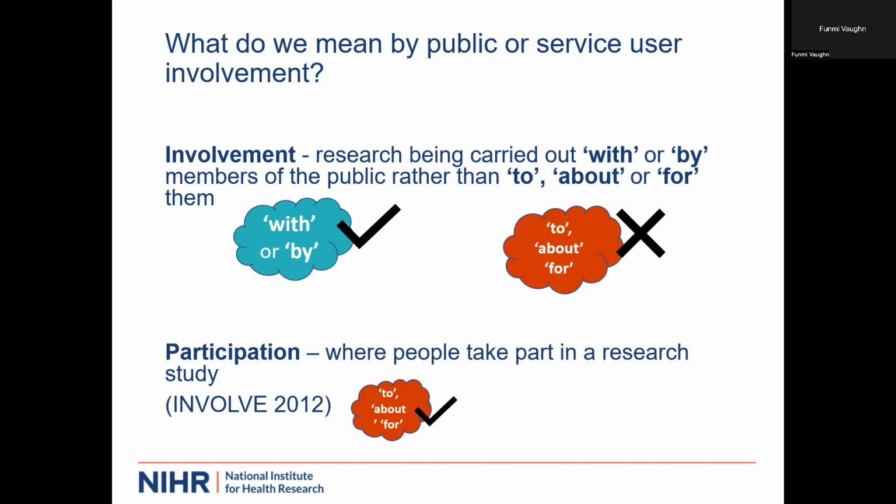It's not to say that doing research to people or about people or for people is a bad thing. It's just that it's not rightly placed when it comes to involvement. That really comes under participation, where people take part, and it could be about them, it could be for them, and they take part as participants within the research. But when we say involvement, they come in at a different level, and they help guide the research, and they work with you in a different capacity as opposed to being participants.